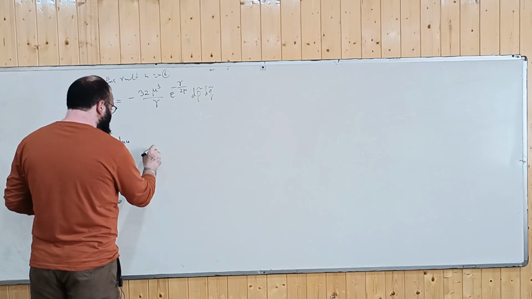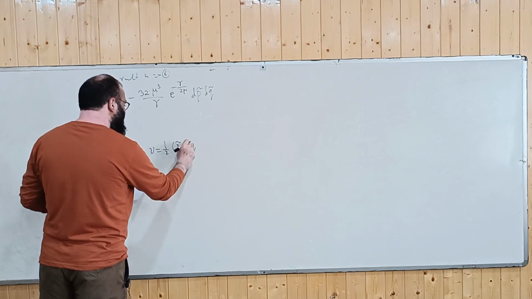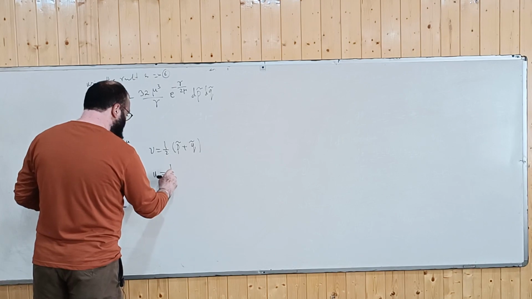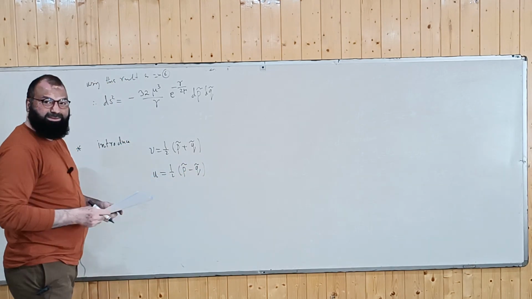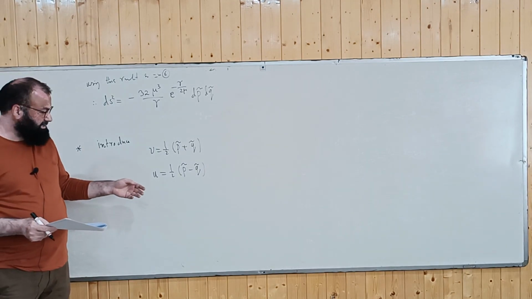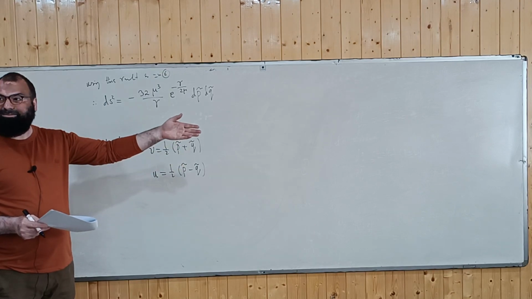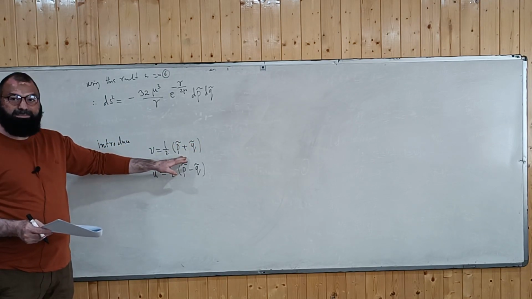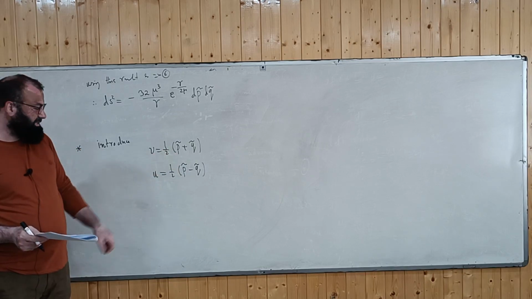Introduce v is equal to half of p tilde plus q tilde, the same way. So u is equal to half of p tilde minus q tilde. If you see now, it's simply a transformation, the same as what we have done earlier. What was that transformation? That was the same as p plus q and p minus q. We are doing the same thing.